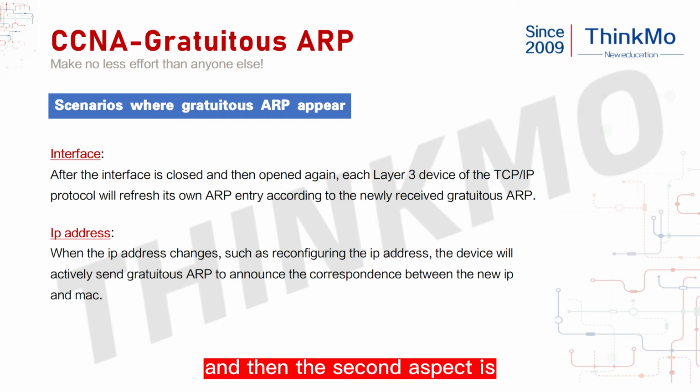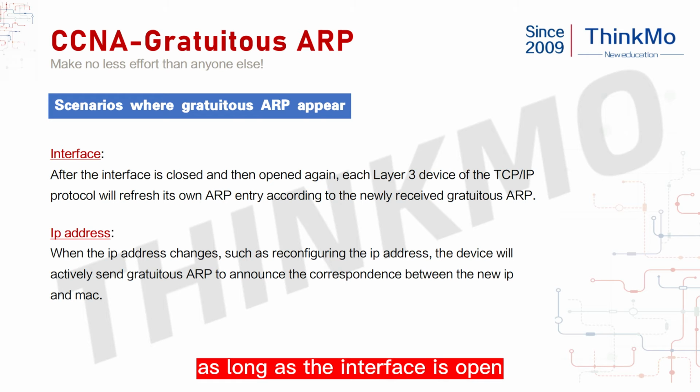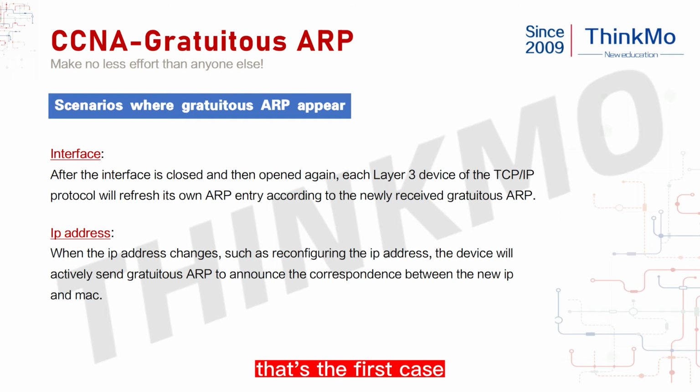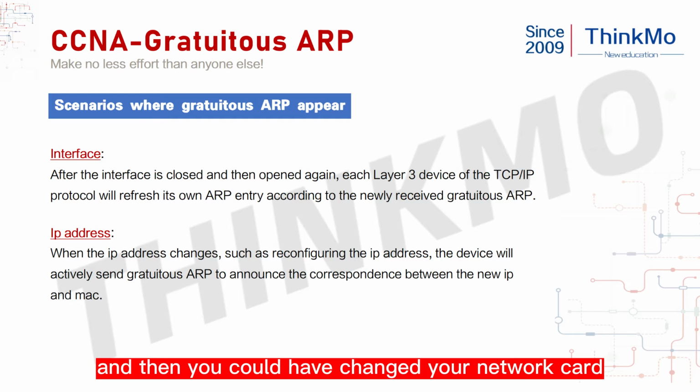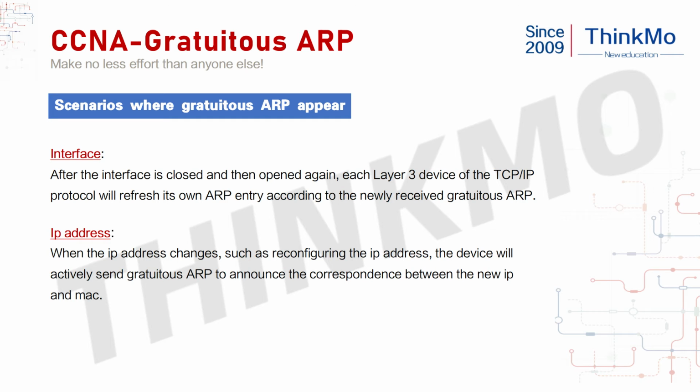And then the second aspect is when gratuitous ARP appears. Like right now, an interface is closed, then it is opened again. As long as the interface is up and the IP address is configured, it's going to send a gratuitous ARP packet. That's the first case. You could also have changed your network card. When you change your network card, that means the equipment changed, which is equivalent to closing this interface and re-enabling it.